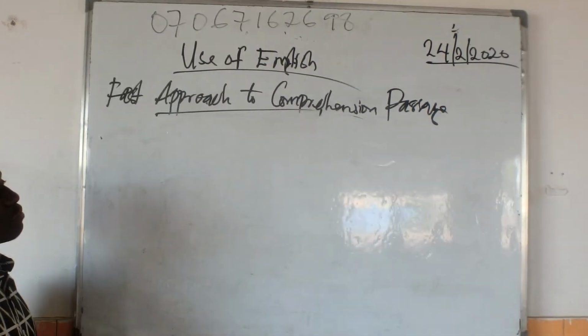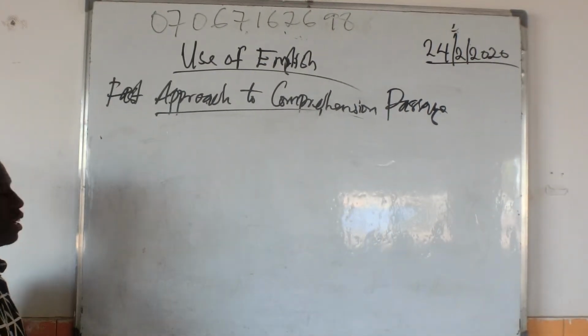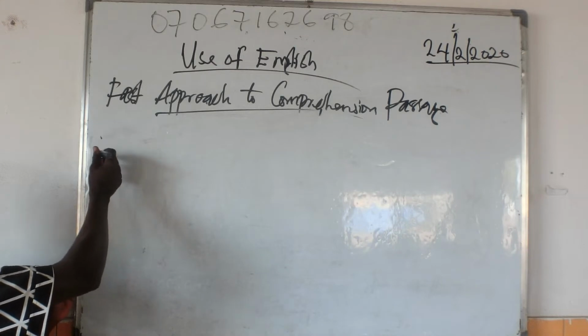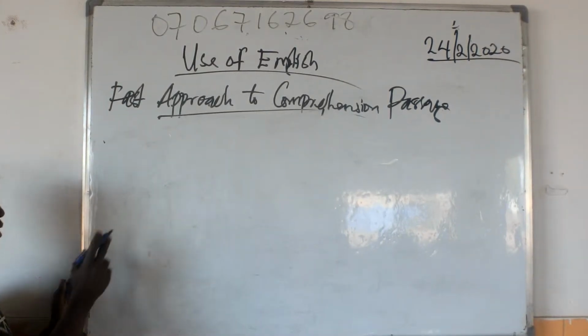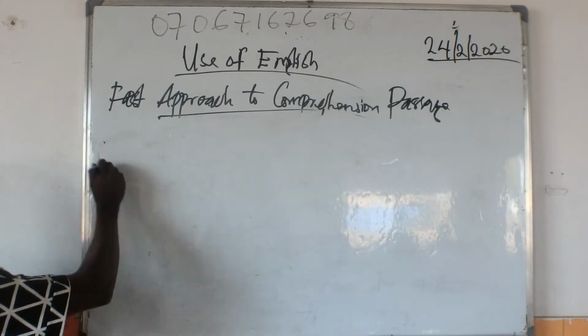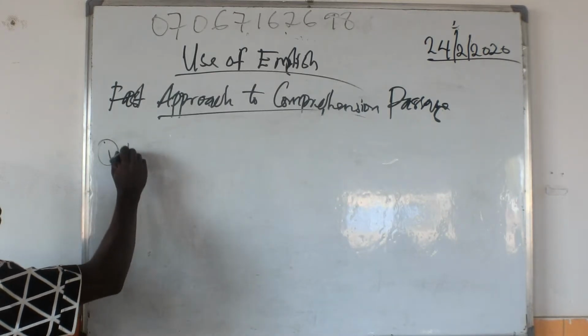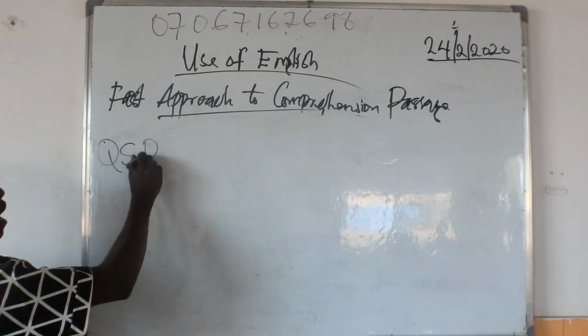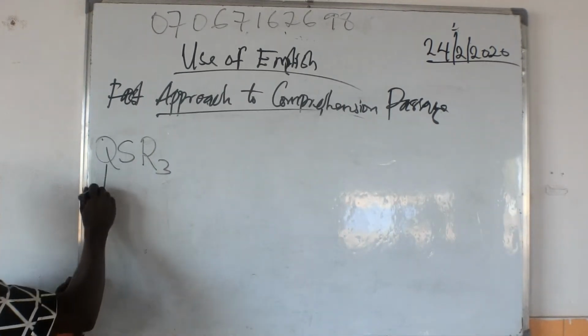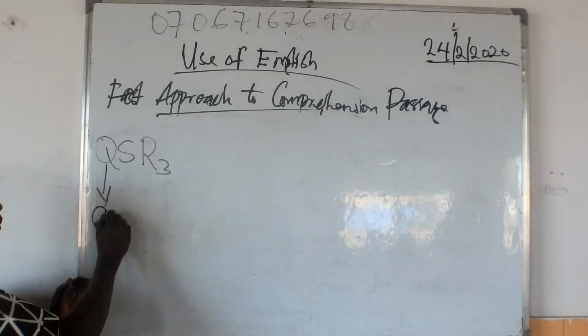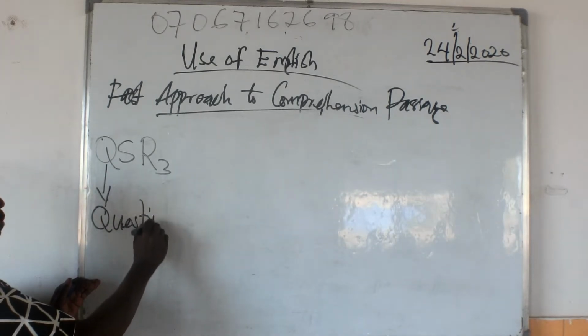Looking at the first approach to comprehension passage, we have been looking at two approaches or two methods to comprehension passage. The first one is what we call QSR. That is the first one. The Q stands for question.